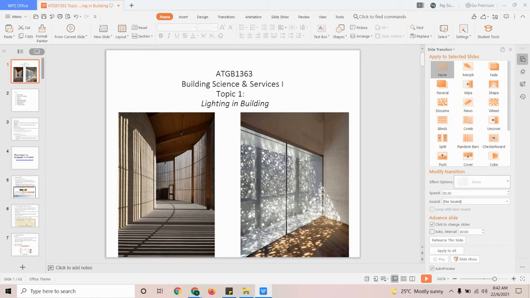So based on this picture, our natural light comes from the sun. During the day, we actually have sunlight. How this sunlight can be accessible into our building is through all these openings in our building. We can have windows, we can have glass doors. These can all allow sunlight to come into our building. So this is all free, and that's why we should try to make use of it in a building.